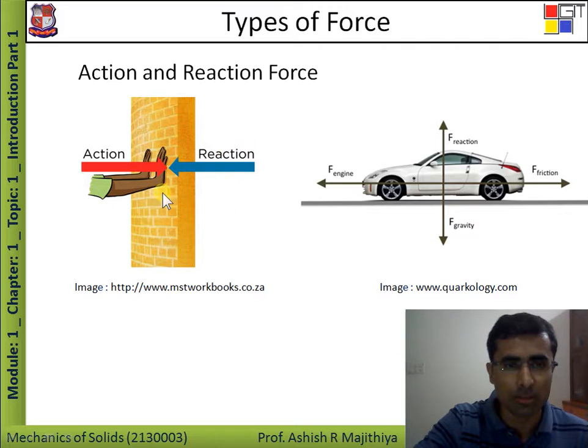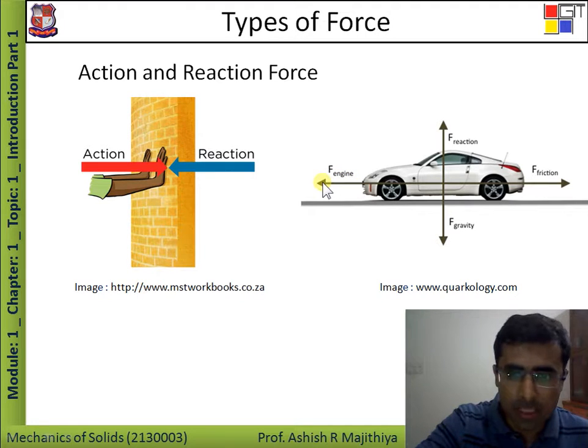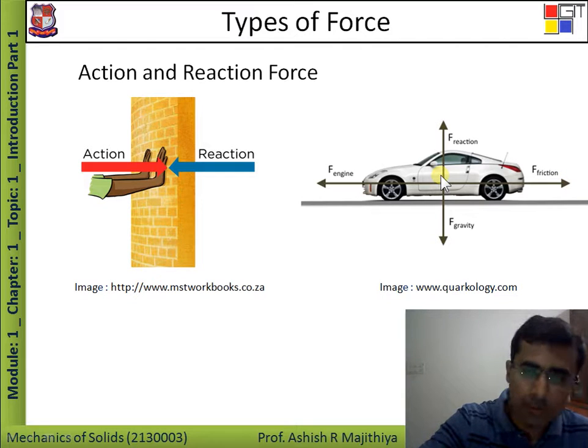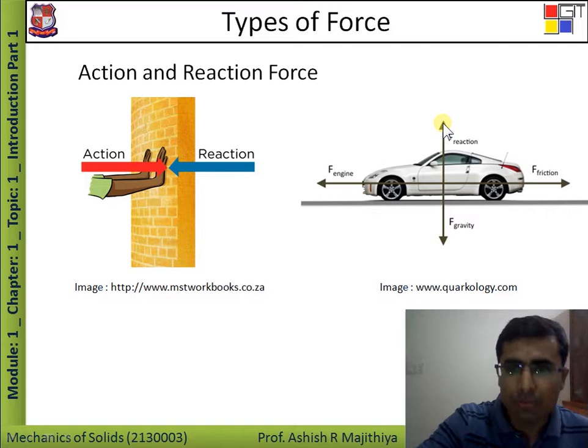Next classification is action and reaction. It comes from the third law of Newton, that wherever there is action, there will be a reaction. Let us take an example of a car which is moving in forward direction. The force by the engine will be there in forward direction. The gravitational force will be there in the downward direction. Frictional force will be there in the opposite direction of the motion.